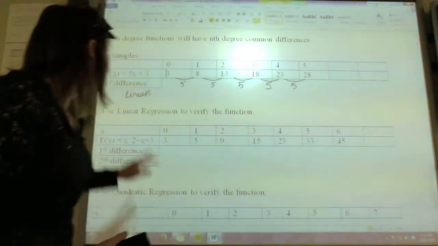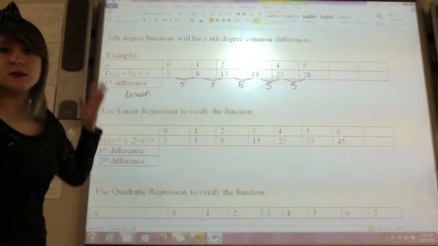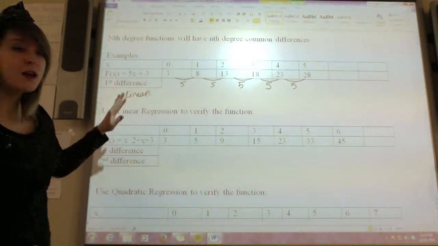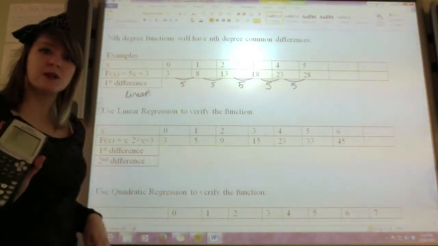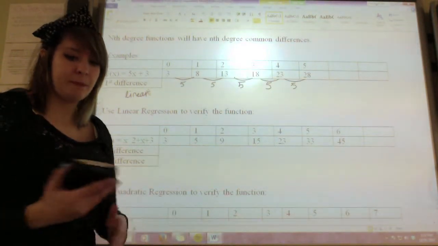Well, looking back, 5x plus 3 was exactly the equation that I used. So I know I've done this right. Okay, and again, normally I won't give you this information. I'll expect you to come up with it on your graphing calculator, but that's essentially how it's done.